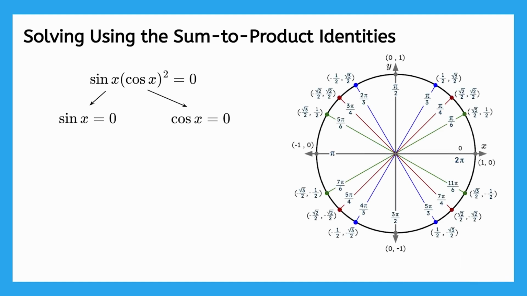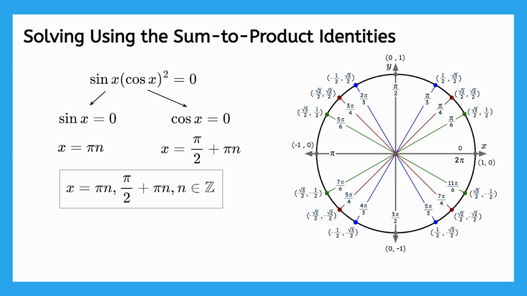Using the unit circle, we can see that sine of x equals 0 at multiples of pi, and cosine of x is 0 at pi over 2, 3 pi over 2, and so on, which can be written as pi over 2 plus pi n. In general, we can say that x equals pi n, or pi over 2 plus pi n, where n is an integer.